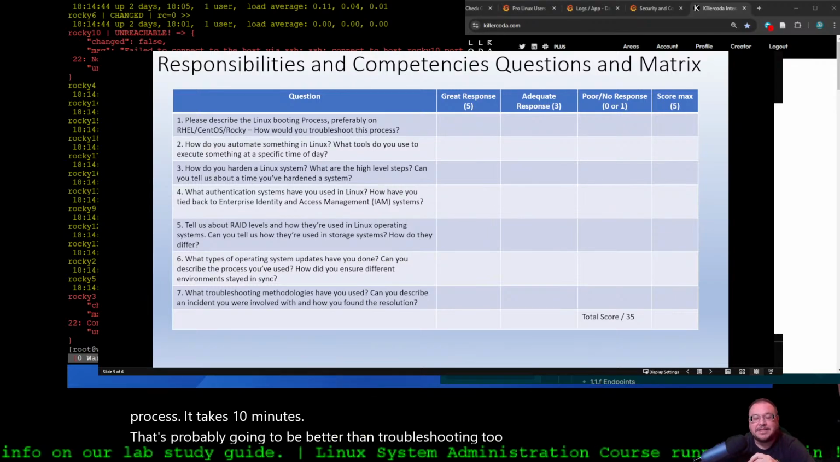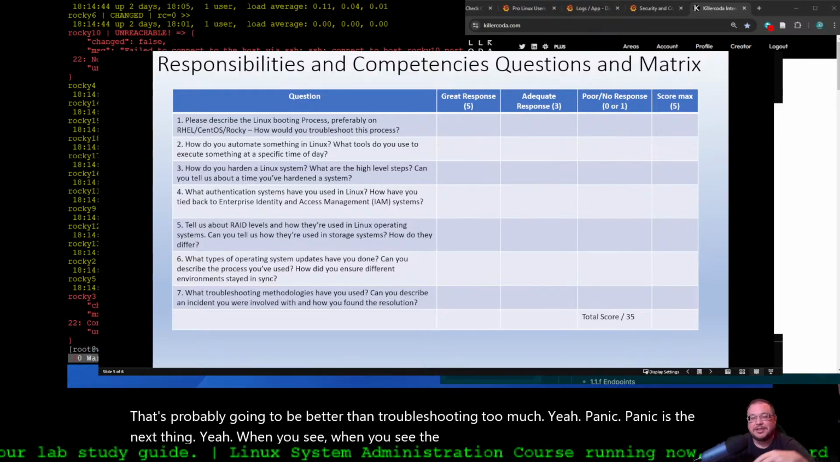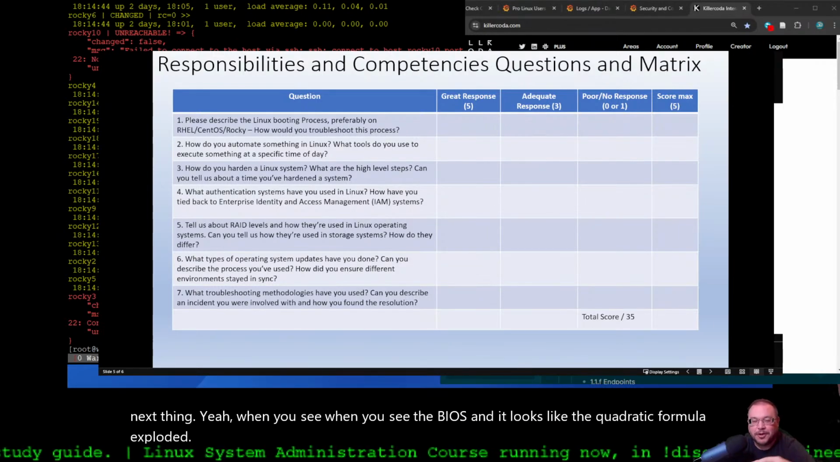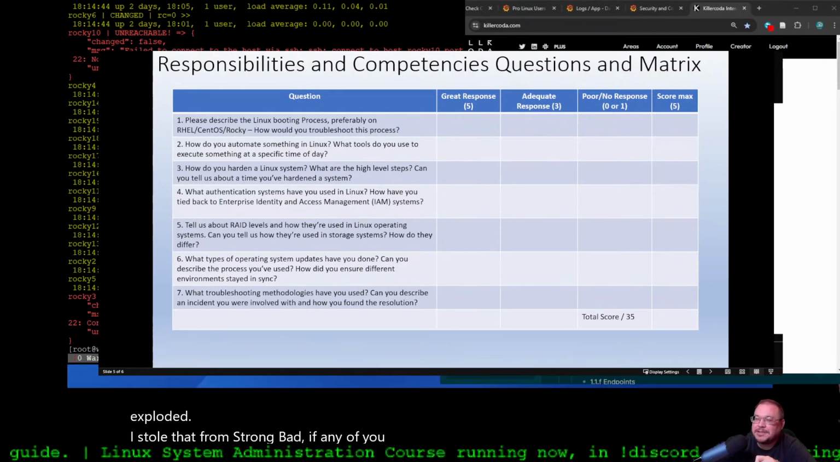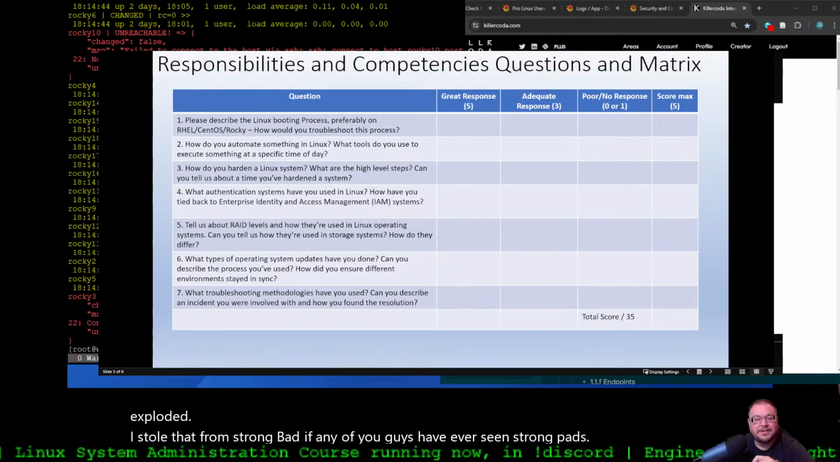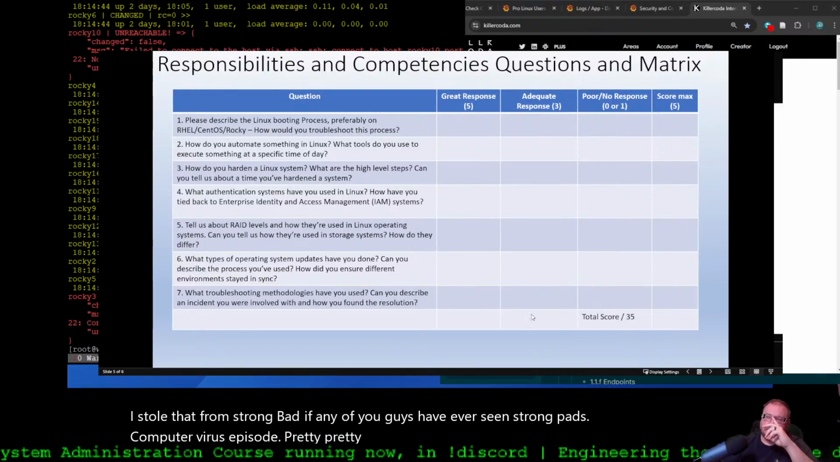Yeah, panic. Panic is the next thing. Yeah. When you see the BIOS, and it looks like the quadratic formula exploded. I stole that from Strong Bad. If any of you guys have ever seen Strong Bad's computer virus episode, pretty good, pretty worthwhile. But anyway, so, we would do that.